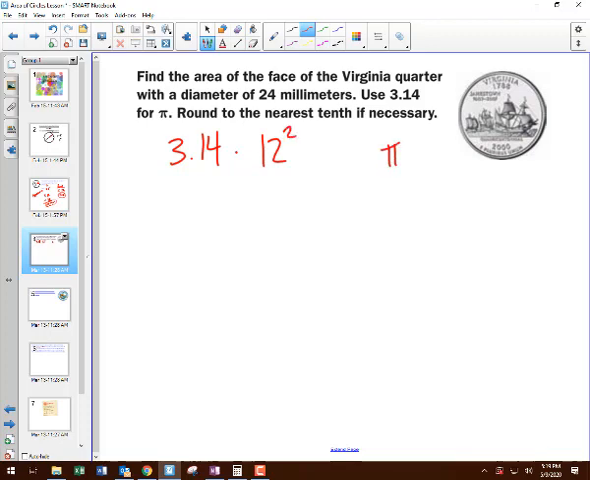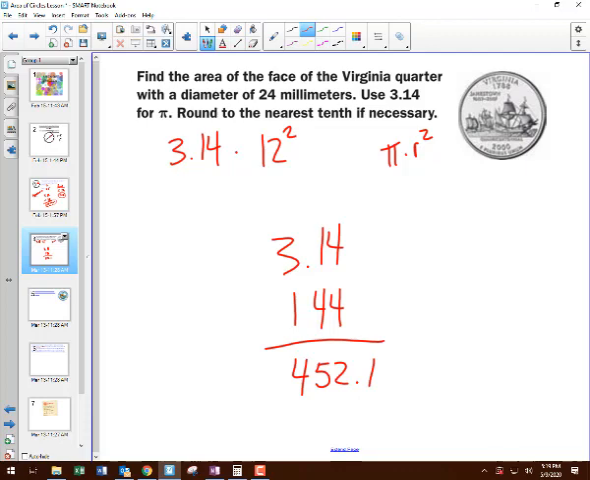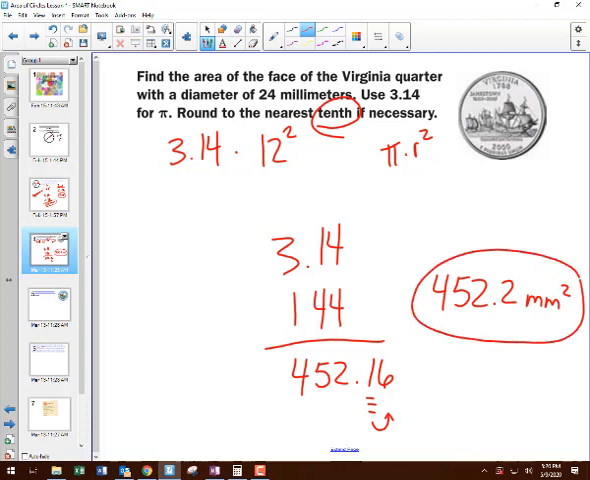Remember, though, it's pi times radius squared. Now we just have to work it out. 3.14 times 12 times 12, which is 144. Okay, you work that out on a calculator. You're going to get 452.16. Then we have to round to the tenth. Tenth place is right here, everybody. We look to the neighbor. That neighbor says round up. So my final answer is going to be 452.2 millimeters squared. Don't forget the squared sign, everybody.